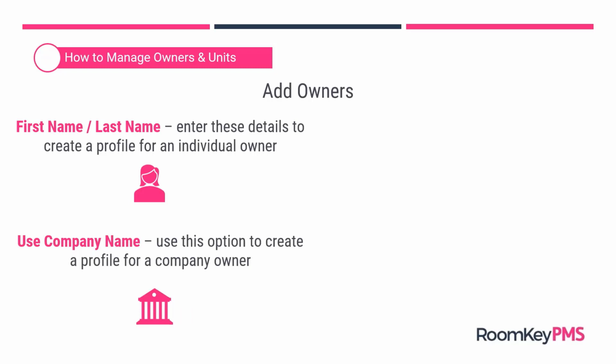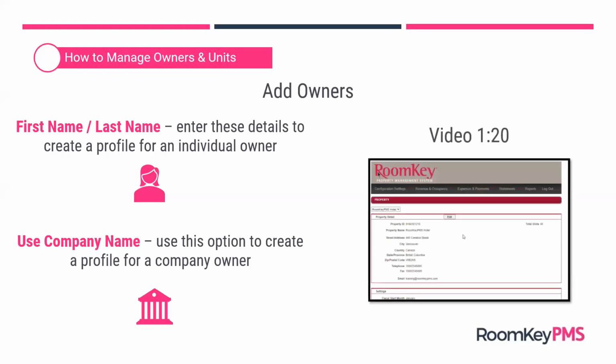You will use this option if you're creating a profile for a company owner. So if it's an organization with its own company name and contact information, that is the option that you'll use. You'll select use company name instead of first name, last name. I've got a short video here that's going to show us the process of adding an owner.